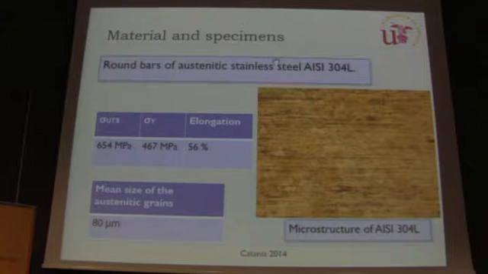We have studied austenitic stainless steel. These are the static properties, the monotonic properties. Just to see that the elongation is very high, 56% after the break. About the microstructure, it is made mainly of austenitic grains with some delta ferrite bands, mainly austenitic grains. And the mean size of these grains is 80 microns.